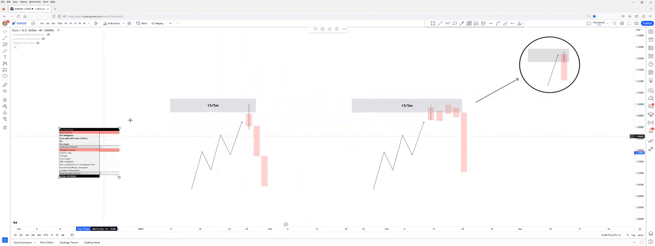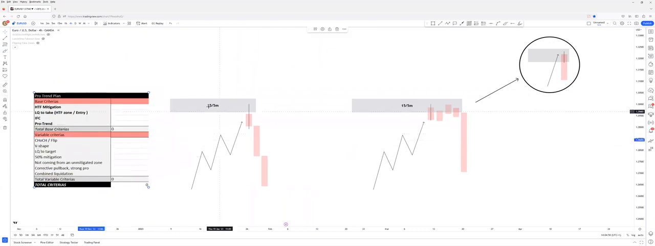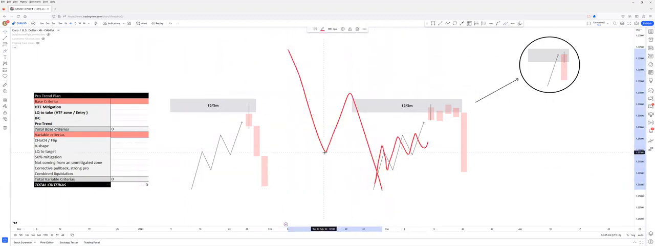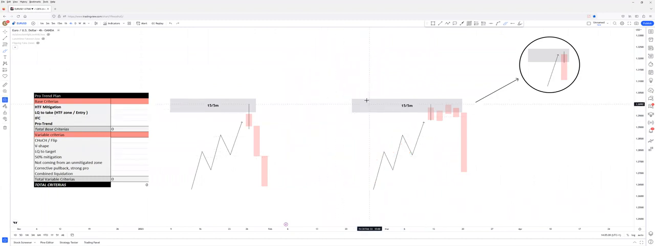So, this example right here takes the V-shape criteria. And here's a second example. Price creates the exact same pullback. We have the exact same bearish order flow leading down, creating breakout structures to the downside, leaving supplies behind. So price reaches the supply again.